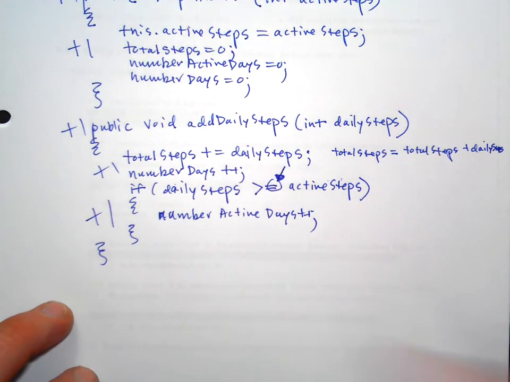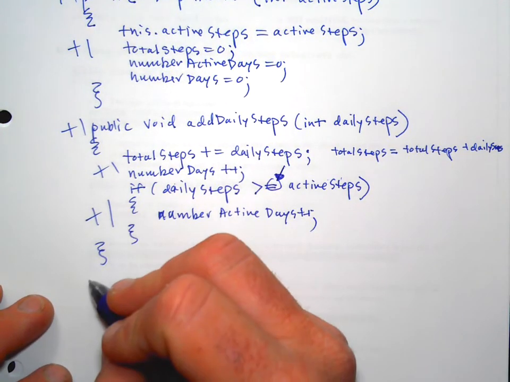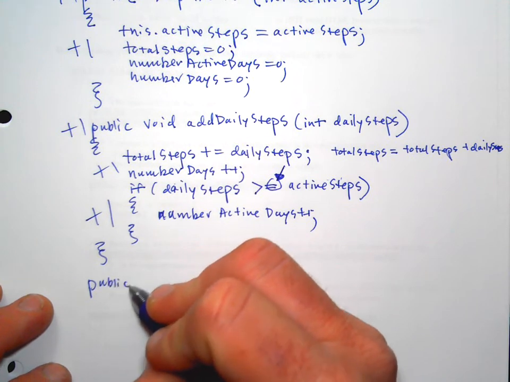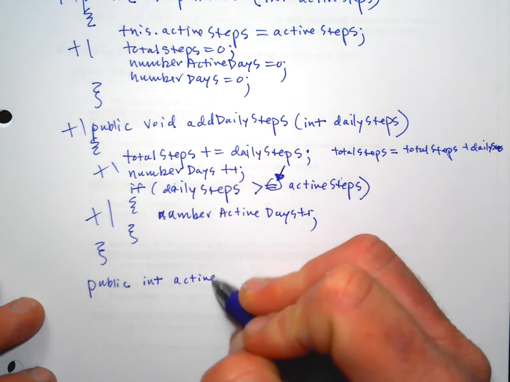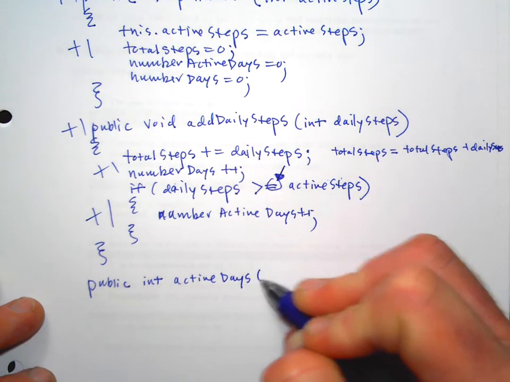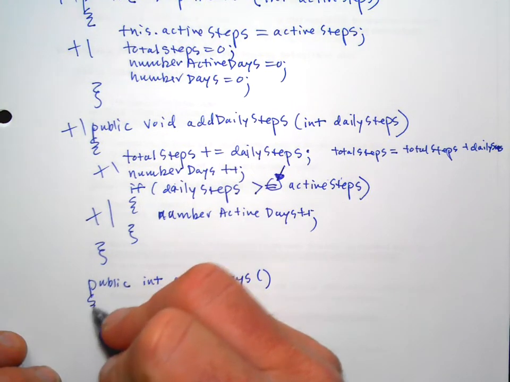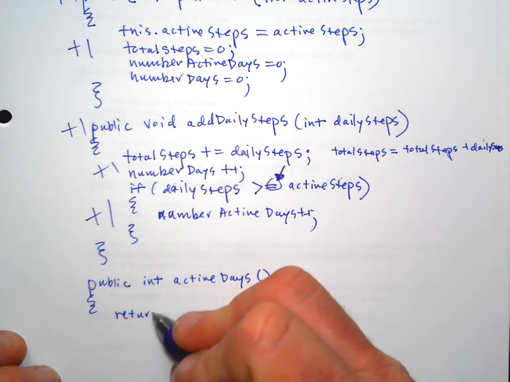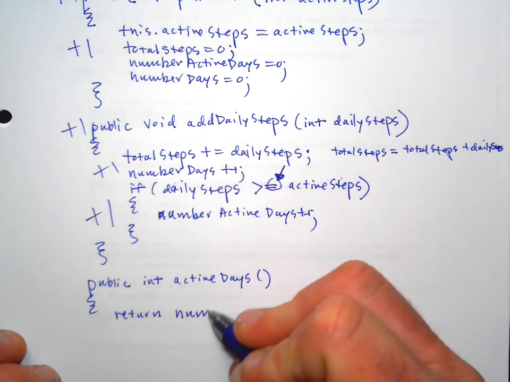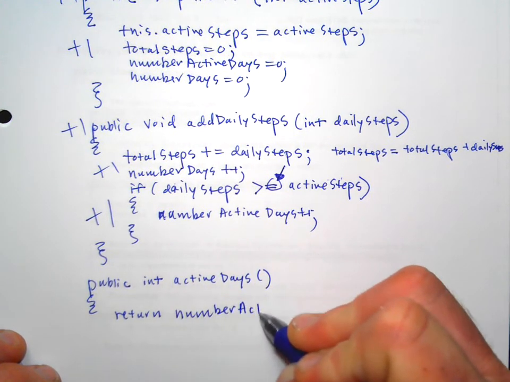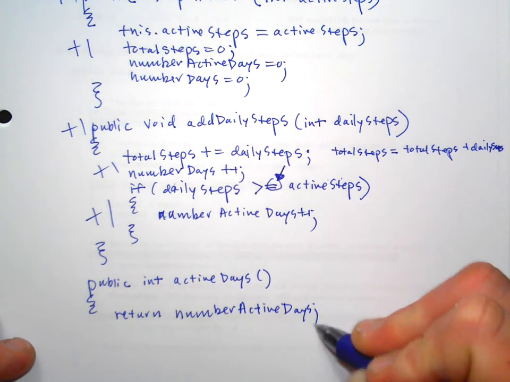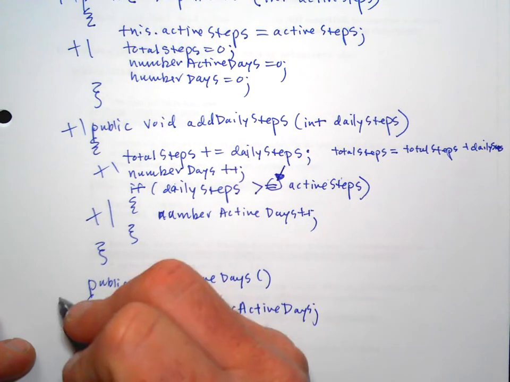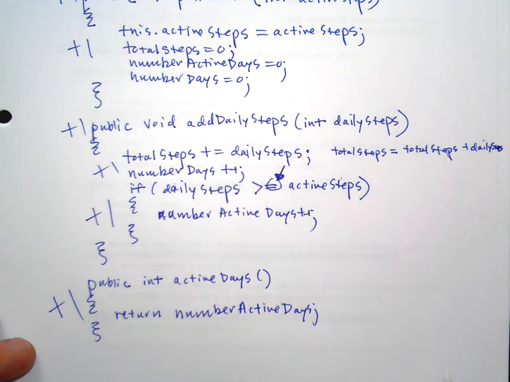The next method on the list was active days, that returns the number of active days. This is the simplest one. Public, it returns number of active days, which is an integer. Active days. It takes no arguments. And you just return number of active days. So there doesn't need to be any algorithm here. The algorithm's in the daily steps, and this is worth 1 point total.